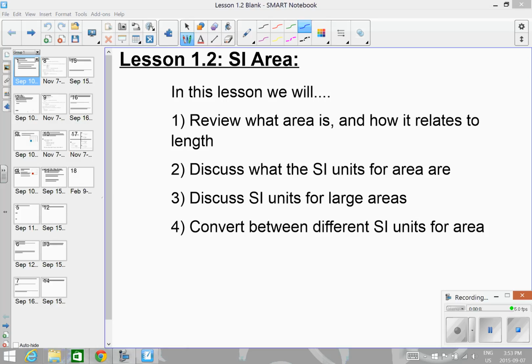Welcome to lesson 1.2, where we're going to discuss SI area. Remember, SI stands for System International, or International System of Units. We're going to talk about what area is and how it relates to length, and discuss what the SI units for area are, and that's actually all we're going to do in this video.